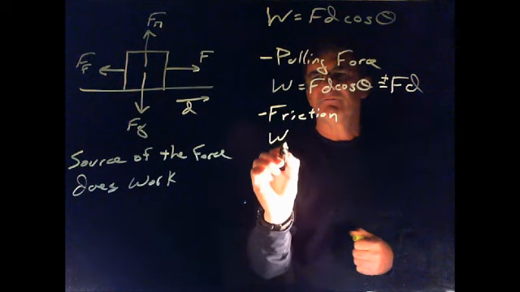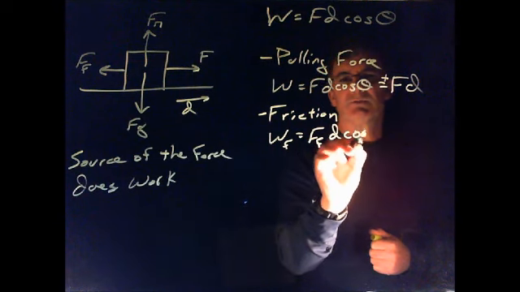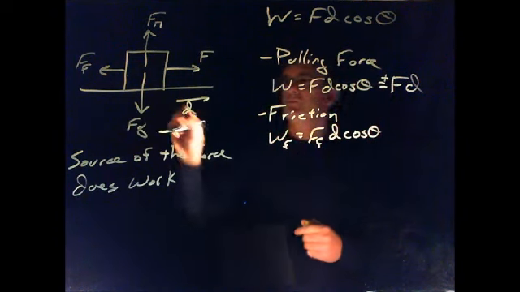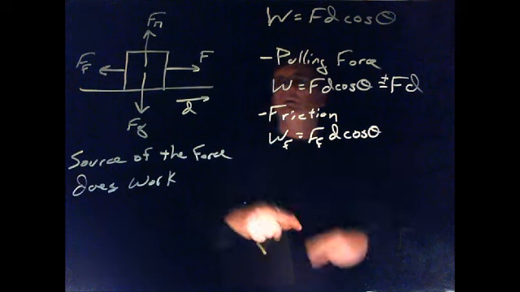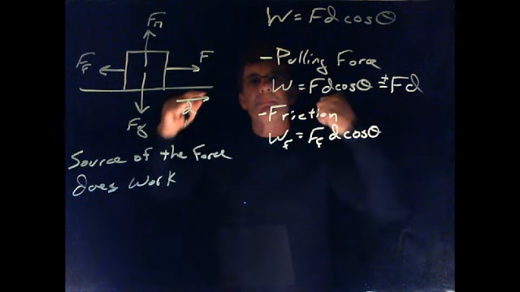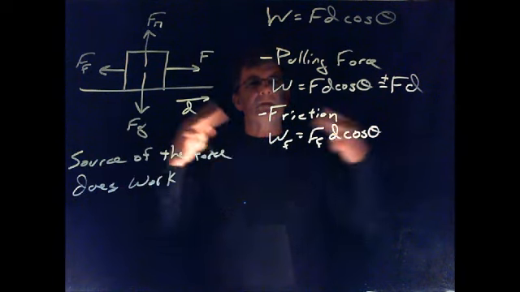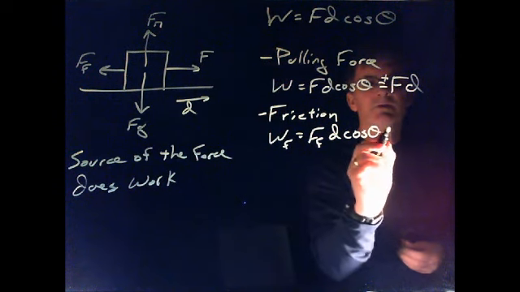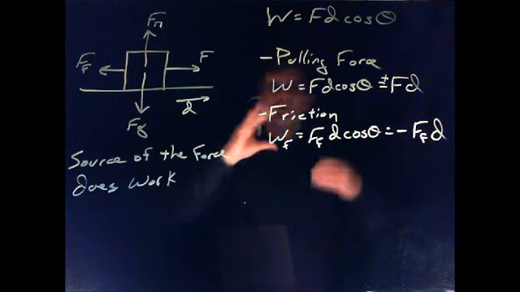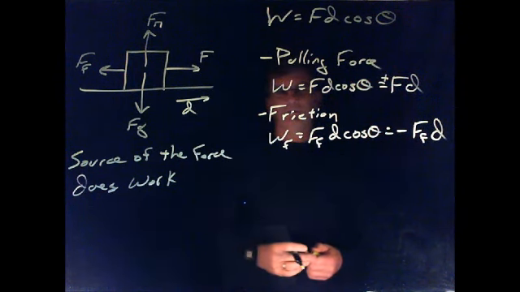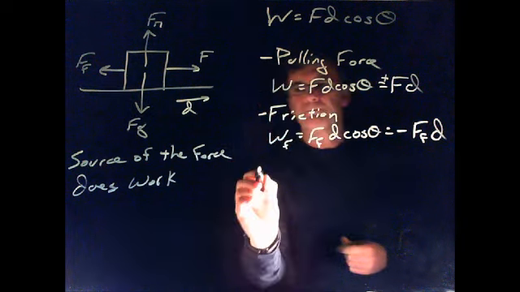The work done by friction is the frictional force times the displacement times cosine theta. The frictional force is opposite the direction it's going, so the angle is 180 degrees. The cosine of 180 is -1, so this is negative frictional force times displacement. The frictional force is doing negative work on the box. It's taking energy out of the box. Pulling force is putting energy in. Frictional force is taking energy out.